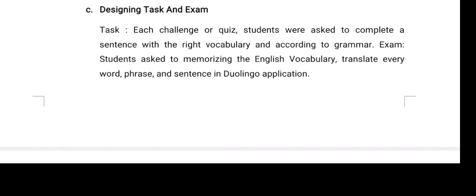Designing tests and exam. Test, a challenge or quiz. Students were asked to complete the sentence with the right vocabulary and according to grammar. And in the exam, students were asked to memorize the English vocabulary and translate every word, phrase, and sentence in the Duolingo application.